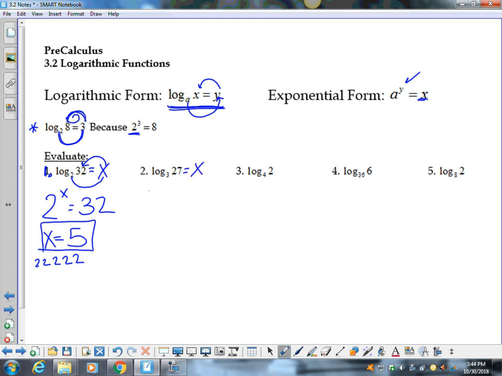So this one equal to x, this is going to be 3 to the x equals 27. So 3 to the what equals 27, and that's cubed. Okay. 4 to the what equals 2. Okay, now guys, this number is getting smaller. So I'm not raising it to a whole number power. This is when you need to start to think about your roots.